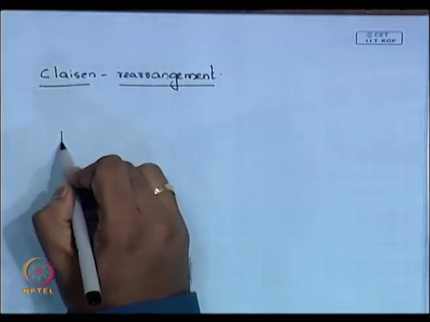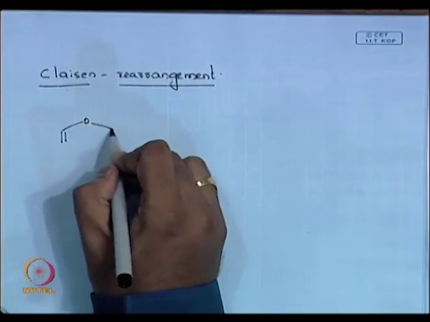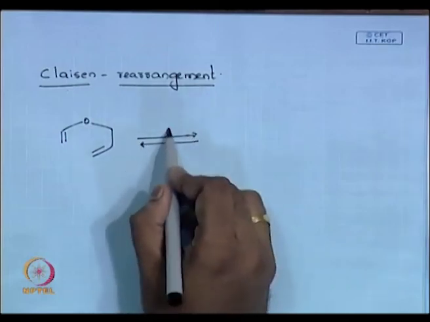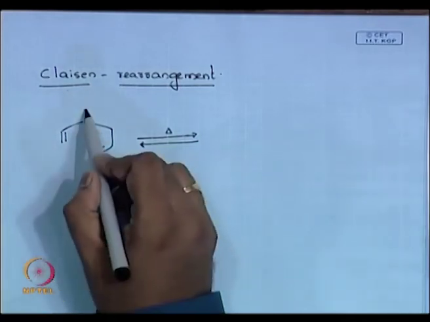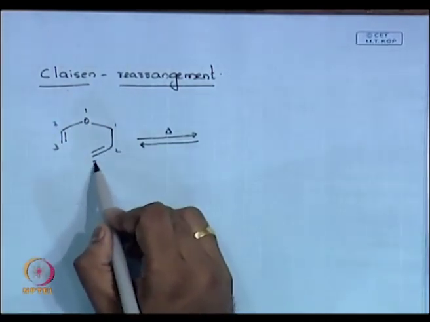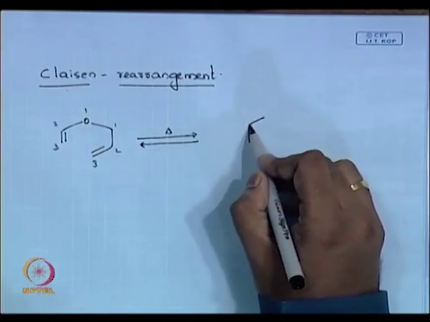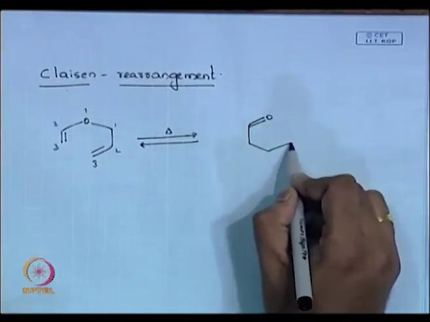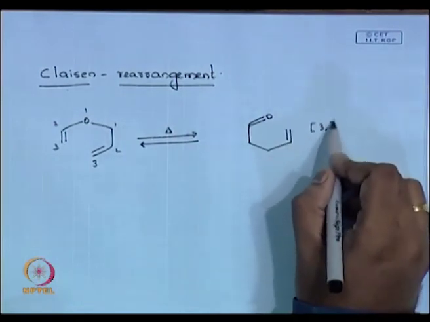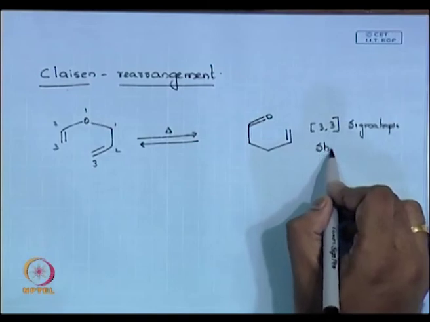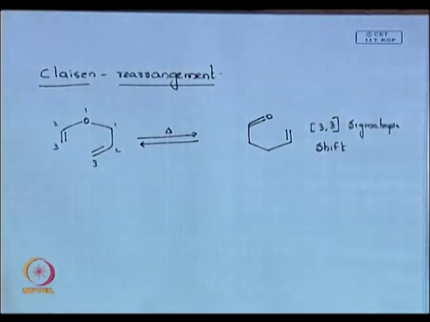So, Claisen is similar to your Cope, just you will have an oxygen in the system, right. So, then I can make 1 2 3, 1 2 3. So, it can be a 3,3 sigmatropic shift, giving me this, 3,3 sigmatropic shift. Claisen. Any idea how to make this compound?